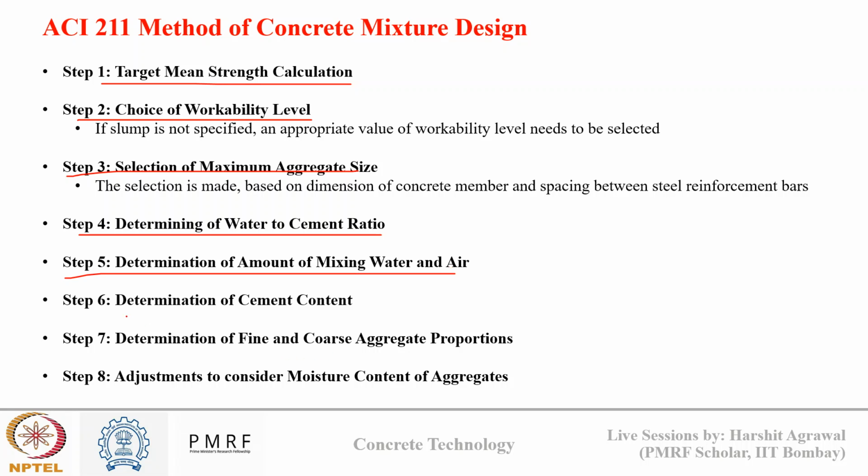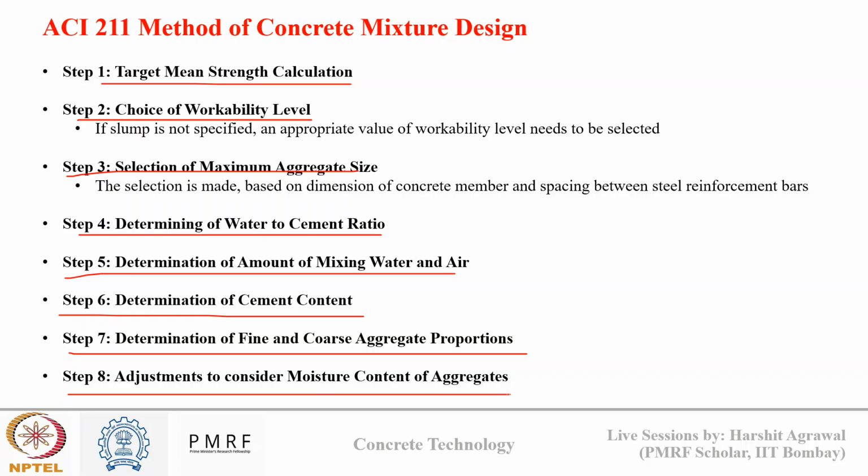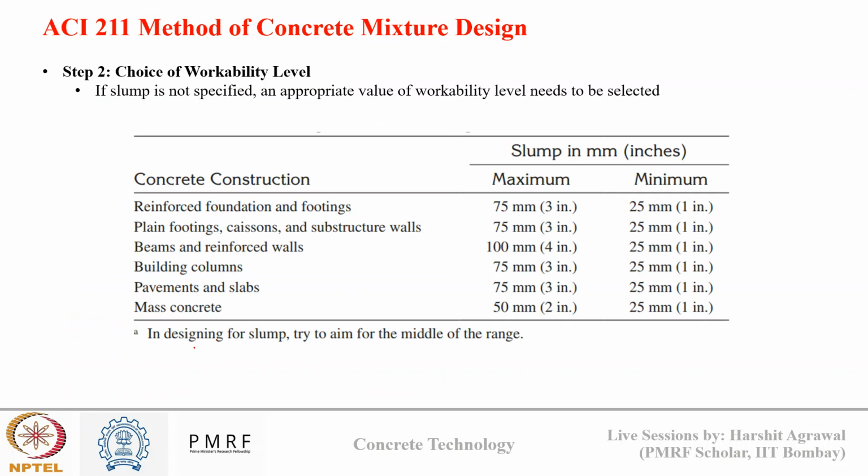Then step 6 is the determination of cement content. Once we know the water to cement ratio and mixing water, we can determine the cement content. Step 7 is the determination of fine and coarse aggregate fraction, which will be based on the slump and the fineness modulus of sand. And at last, step 8 is the adjustment in the moisture content of aggregates, in a similar manner to how we did in the IS code. So let's go in detail for each step now.